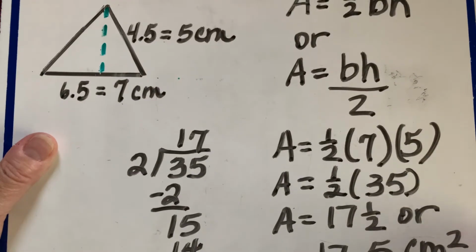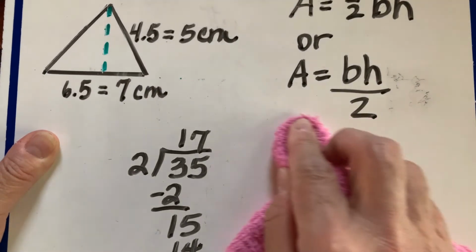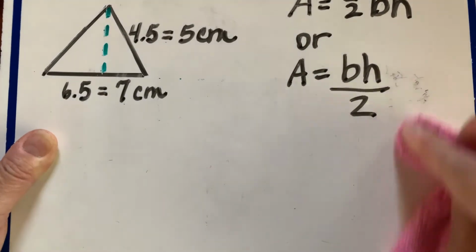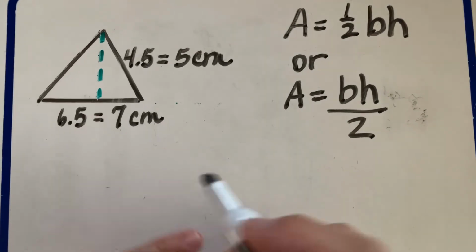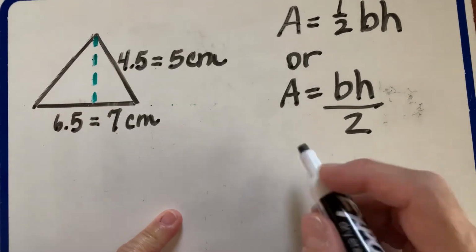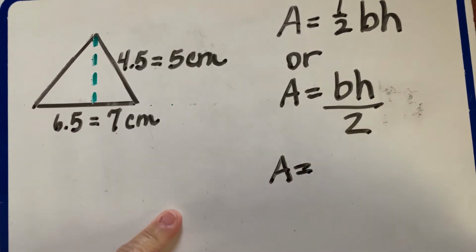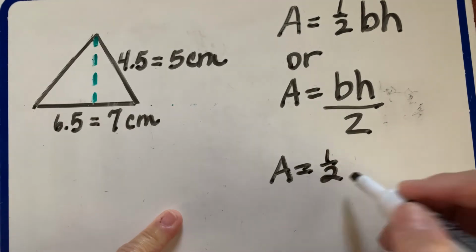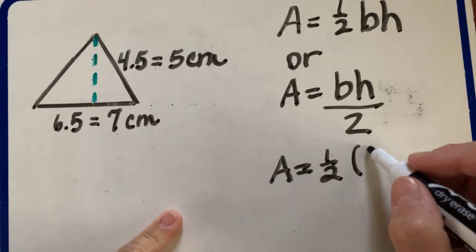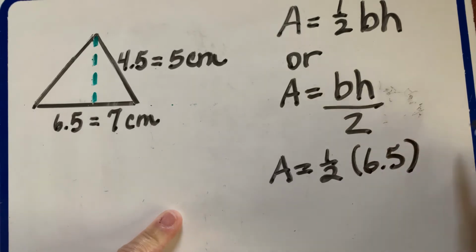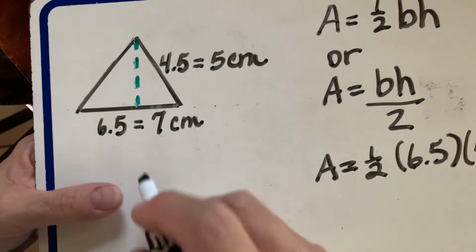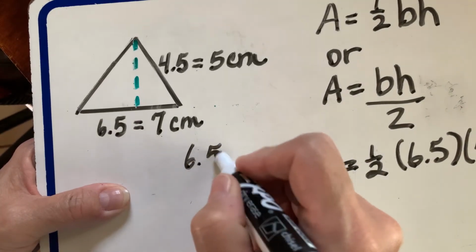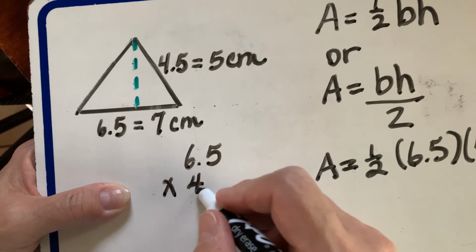Okay. Now we're going to go back and do the same problem, but we're going to use the exact measurements. We're going to use the decimal measurements. So it'll be 1/2 times our base, which is 6 5/10, times our height, 4 5/10. And so we're going to need to multiply that 6 5/10 and the 4 5/10, right?